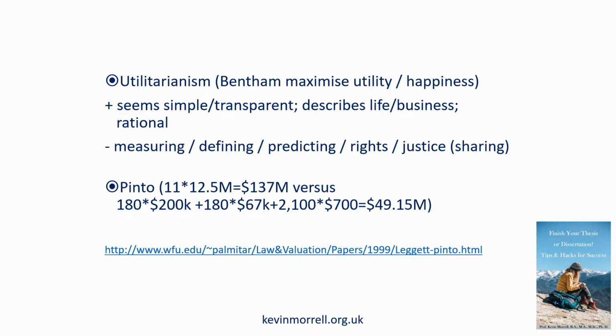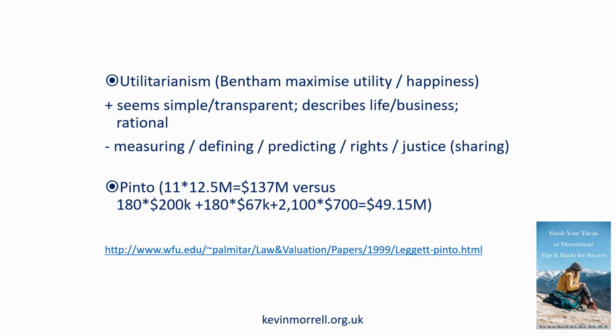So utilitarianism is consequentialist. It depends on outcomes. It can be in tension with rights. Individual rights can sometimes frustrate the wish for a group collective outcome or benefits, and it can also be in tension with ideas of justice or sharing. A link to a case there is of Pinto.